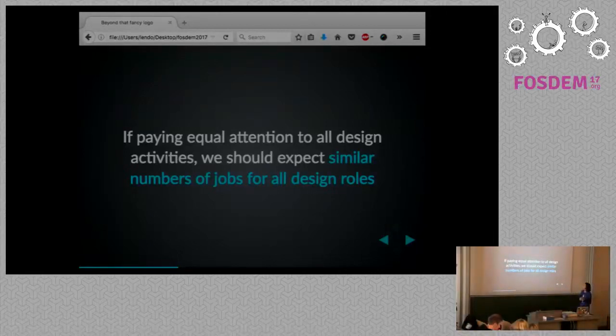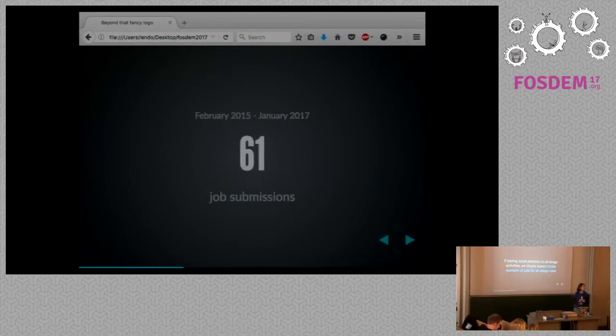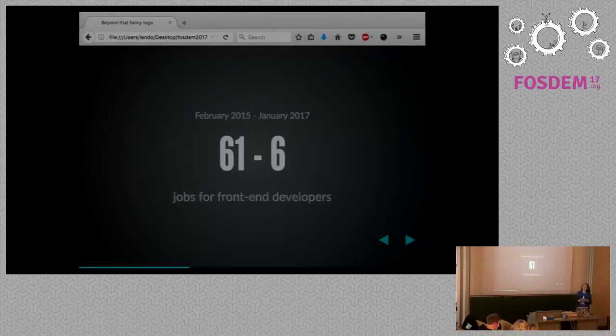If free and open source software projects were paying equal attention to all design activities, the hypothesis would be that we should expect similar number of jobs submitted for all the design roles. But is this what's actually happening? Let's see. So between February 2015, when we launched the jobs board, and January 2017, we received 61 jobs. I took those jobs and I looked at the descriptions and the titles, and I mapped them to the different design roles that I showed you before.